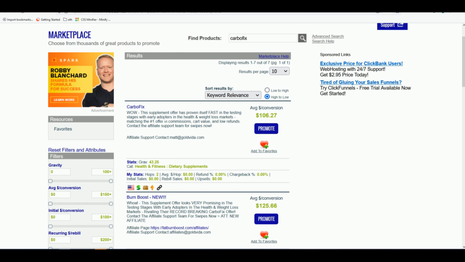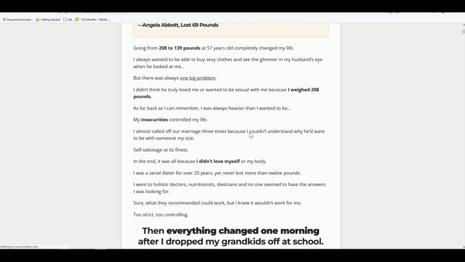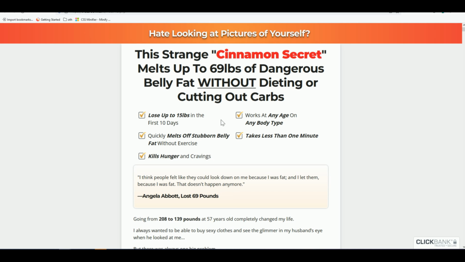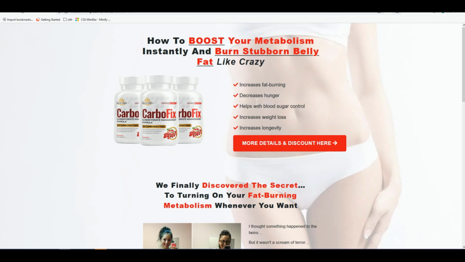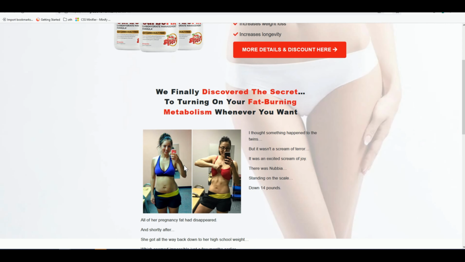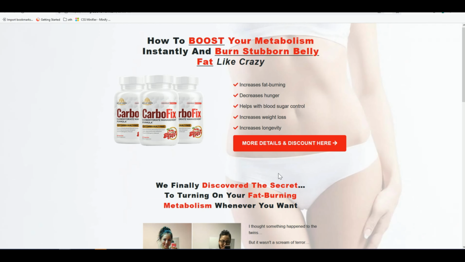So let's take a look at the sales page of CarboFix. So this is CarboFix. I'm redirecting all the visitors to this sales page. In my landing page, I got all this information from that sales page itself, and I grabbed some of the images so that I can put them here. Anyway, let's continue. First I want to show you exactly how I set up the ads in Google Ads.